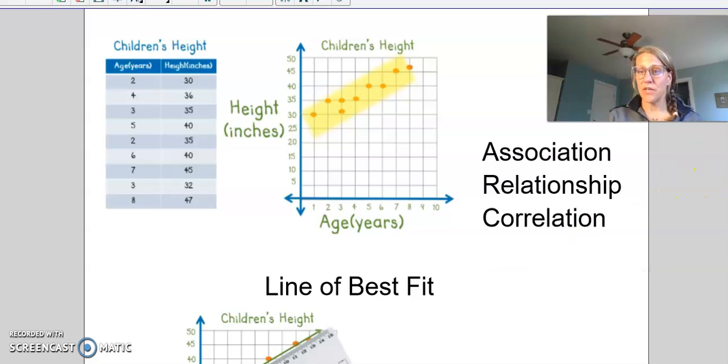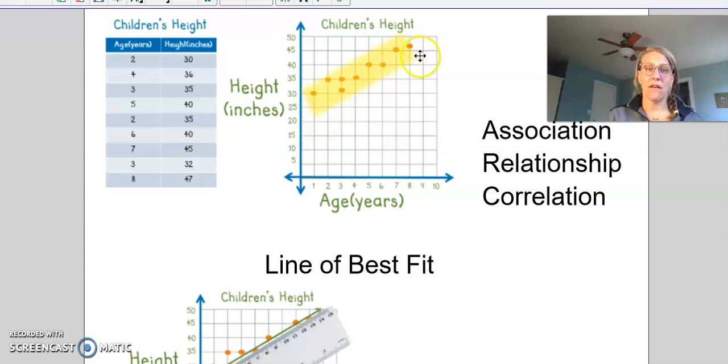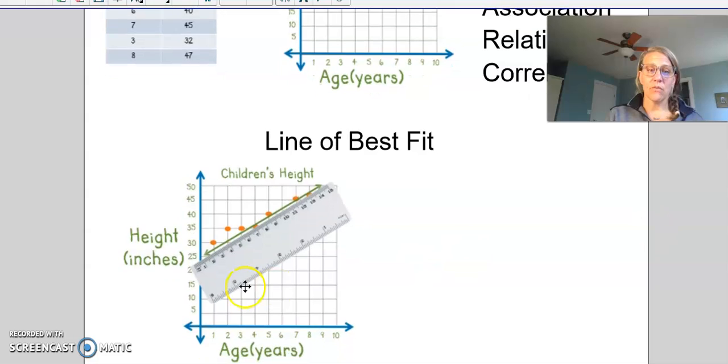The next thing after we do that is we take our ruler and find the middle of this cluster of points going in that direction. So we want it basically going right through the middle of this highlighted region. You'll notice that down here we've got our ruler up and we're putting a line right through the center of that data. Notice we're extending it all the way through.